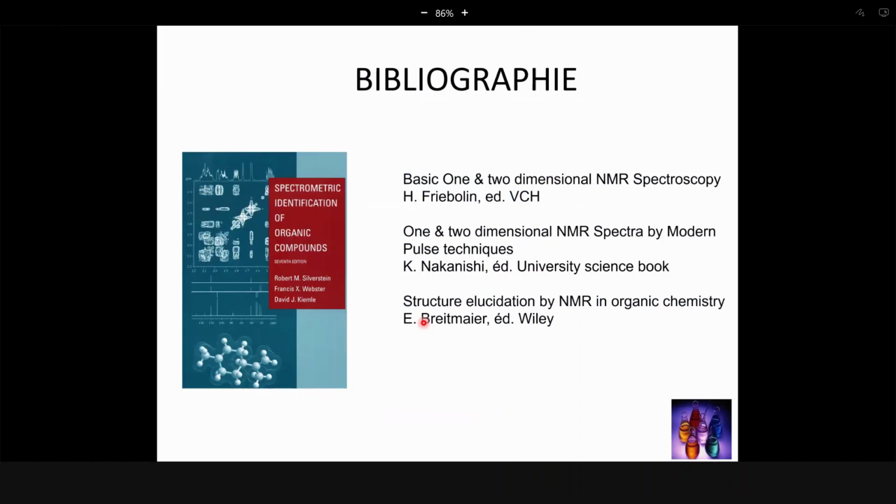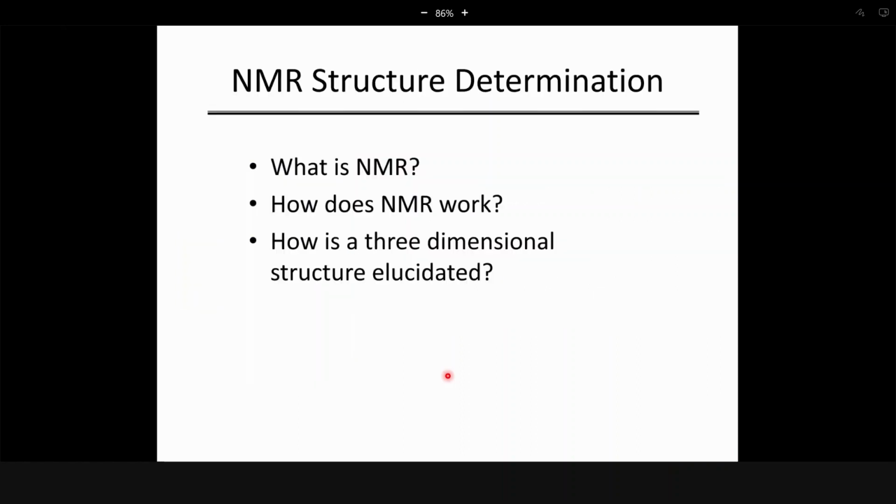Here is the book from which I get some exercises, but also some explanation. You also have some NMR tables for proton and carbon-13. So you can go to these books and train also.